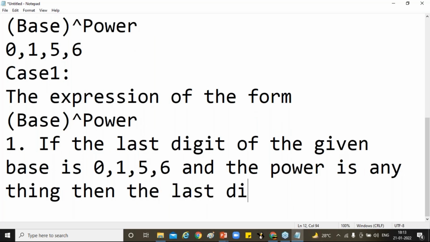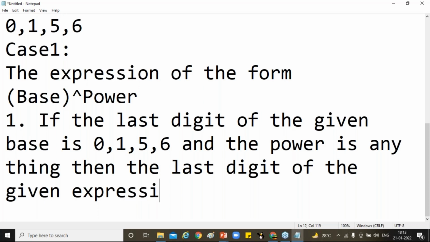the last digit of the given expression is itself. Everyone please focus. Then the last digit of the given expression is itself. So please understand how the last digit of the given expression is itself if the given base ends with 0, 1, 5, 6.